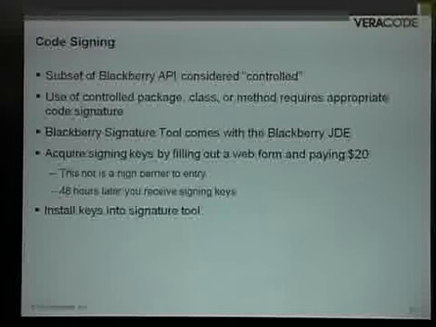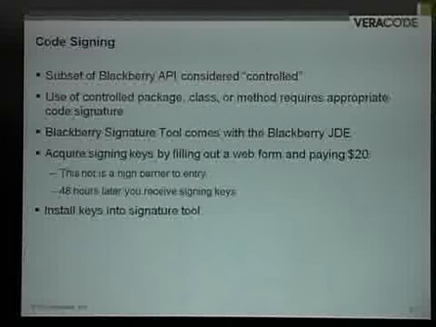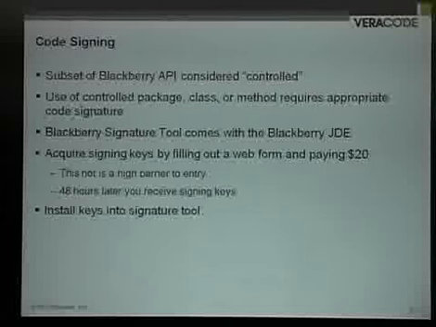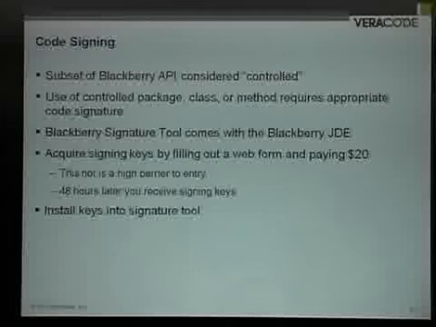It's fairly painless to get your own code signing key. It's basically as simple as filling out a web form, paying $20, and waiting 48 hours, and boom, I had my keys. I did it in a matter of minutes, received my keys the next business day. I can now sign my code, and it can now execute on any of these controlled or protected APIs.